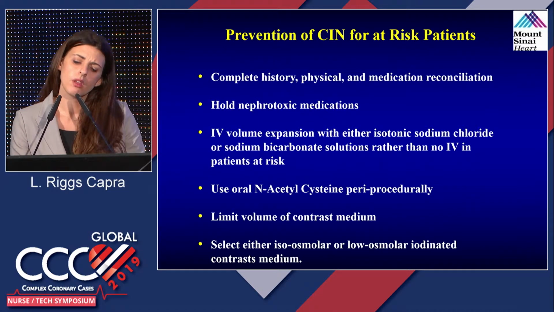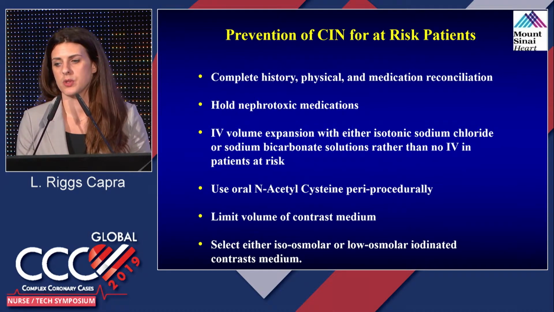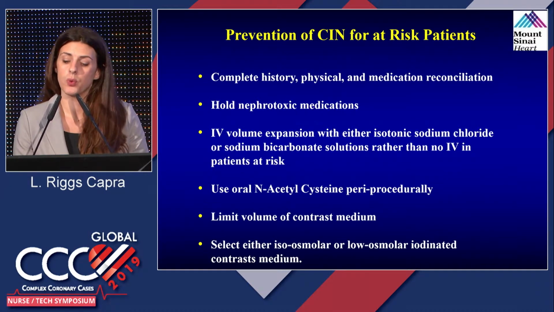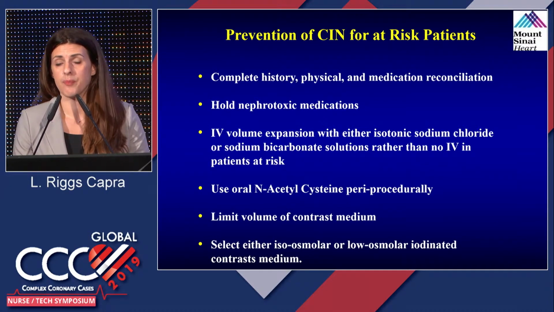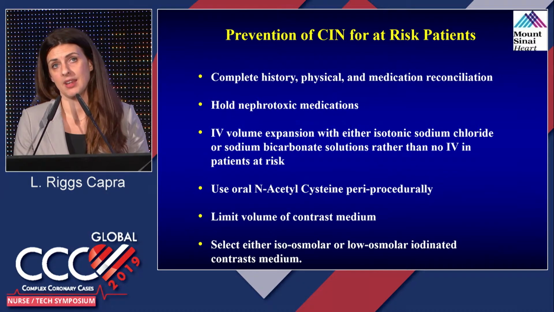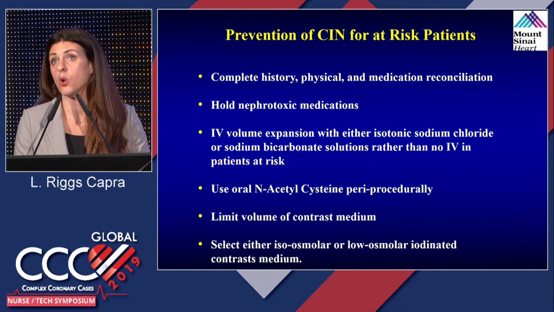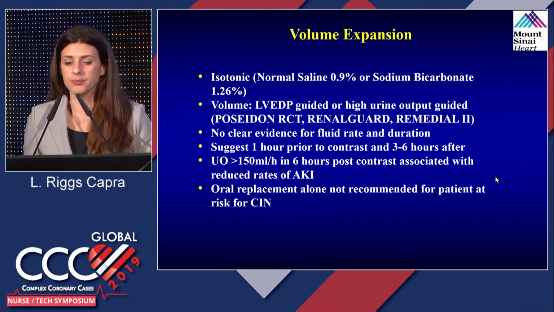This is important because a lot of times we'll hear people say, well, just have them drink some extra fluids. Our at-risk patients, guidelines tell us that that's not enough. We really do need to give them volume expansion with IV fluids. The guidelines also do suggest that we continue to use Mucomyst paraprocedurally. There's been a lot of data about this, and they can't say that there's any risk to use it. You should not use it as monotherapy. Everybody should be getting that IV expansion. Limit the contrast medium, and use either an isoosmolar or a low osmolar ionic contrast medium.